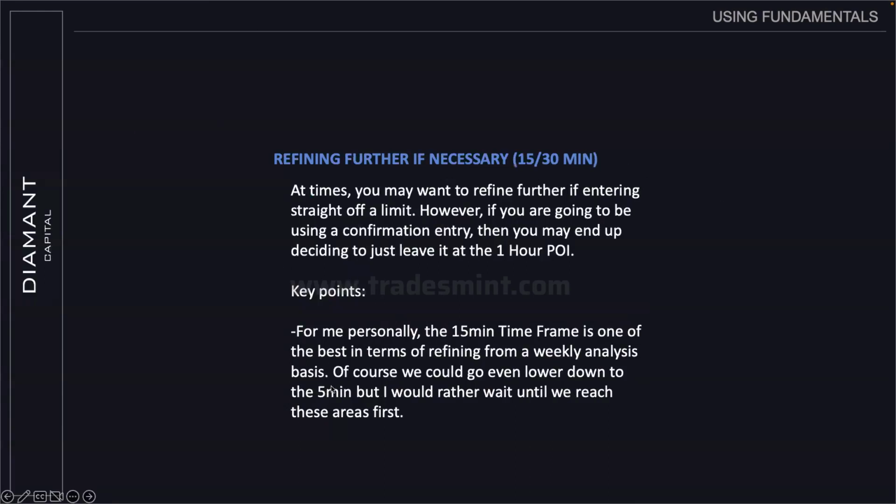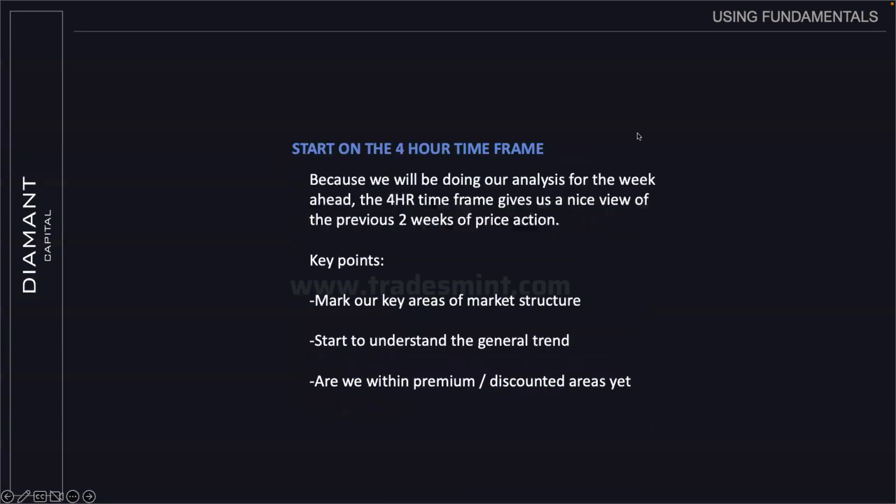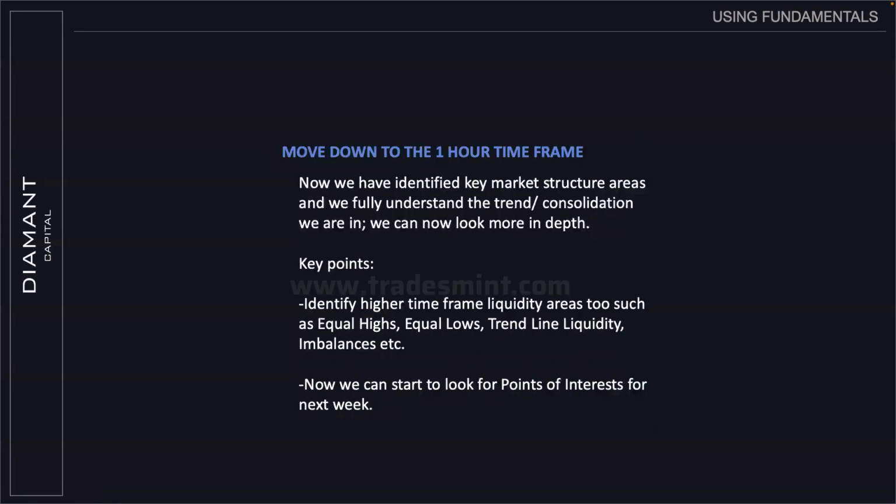Some of the key points that you want to look at here. For me personally, the 15-minute time frame is one of the best in terms of refining from a weekly analysis basis. What I mean by this is you do your weekly analysis, you do your 4 hour and your 1 hour. That's for your points of interest. Once you start refining your points of interest, a 15-minute time frame is really good when you start to look at order blocks and all that. You could go even further down to the 5 minute, but personally, max I go down to is 15-minute in terms of looking at entry areas. And then if I am confirming the trades, I would go down even further. But pretty much that's it. So they're the few steps that you need to take on a technical basis.